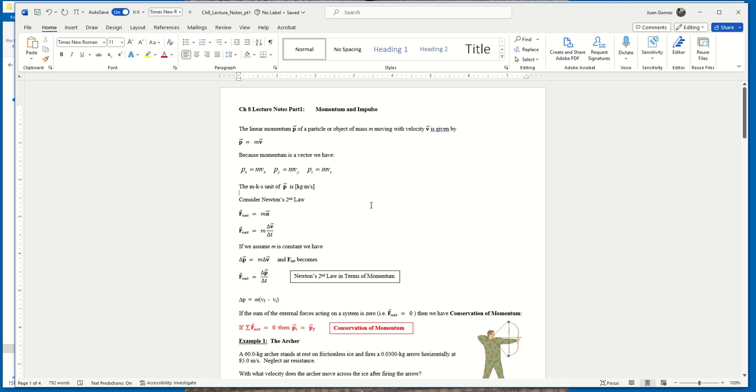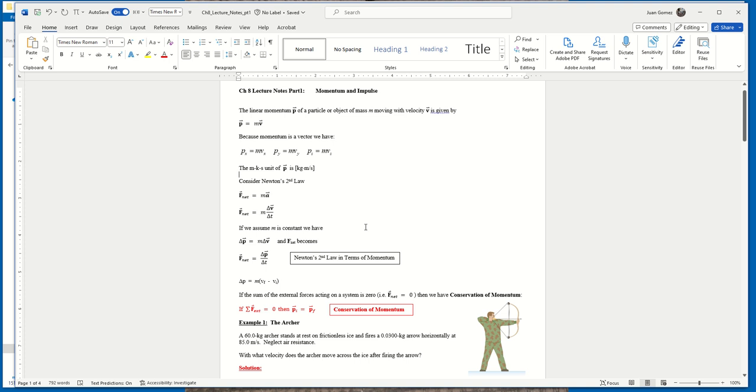Well, we can write Newton's second law in terms of momentum. Remember, p is mv. Well, let's look at Newton's second law. The net force acting on an object is the mass of the object times the acceleration. Well, what is acceleration? Acceleration is change in velocity over change in time. a is delta v over delta t. So Newton's second law, F equals ma, can be written as F equals m delta v over delta t.